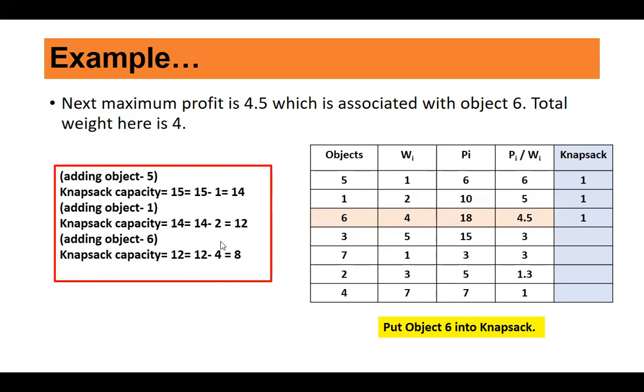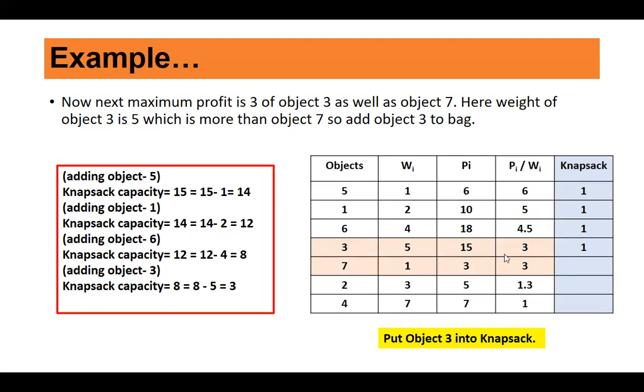So right now, how many objects do we have in our sack? We have object 5, we have object 1, and we have object 6. There are 3 objects in our sack, and we have taken them as a whole. There are no fractions taken. Next.